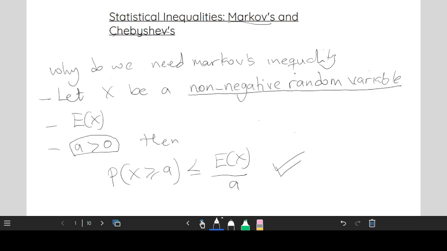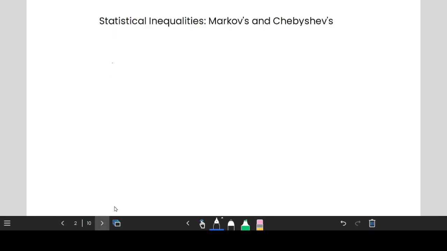Now, let's prove this inequality. We are using the continuous case. We can do the same thing for the discrete case. But for now, let's look at it for the continuous case. So we have that, let's first start with step one.